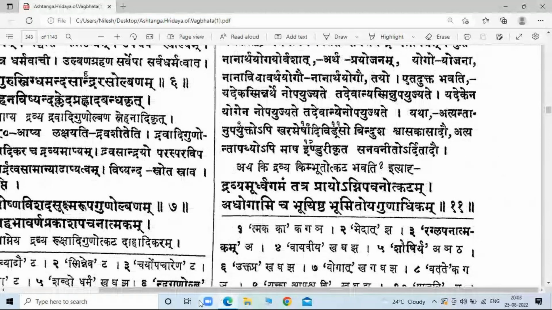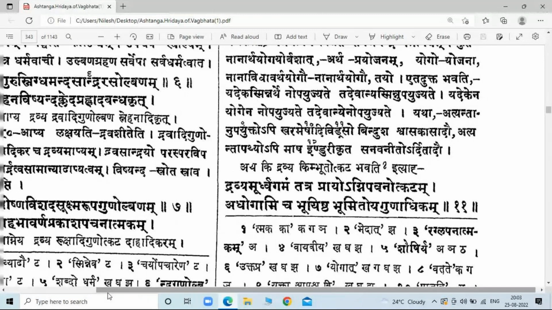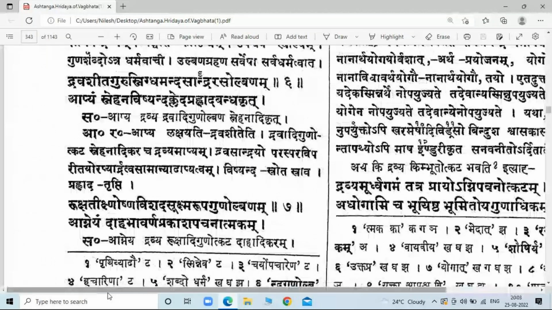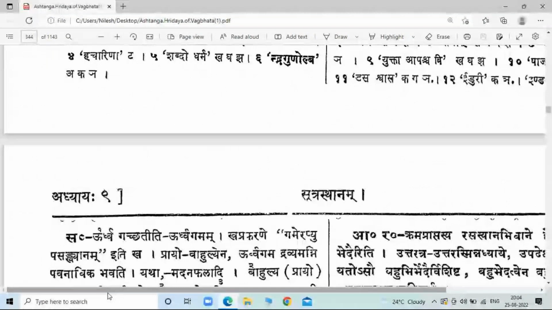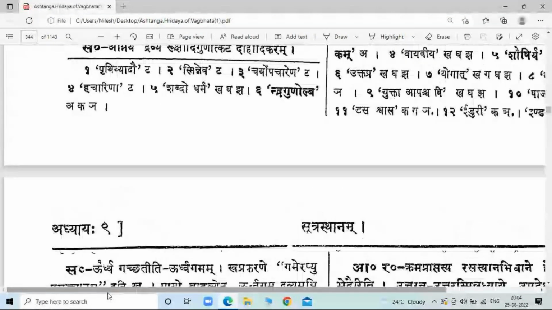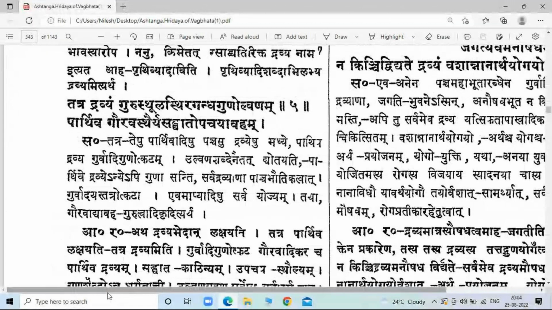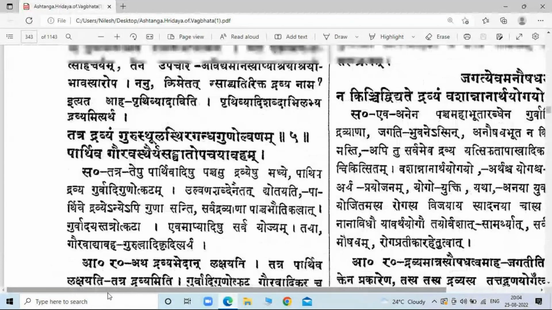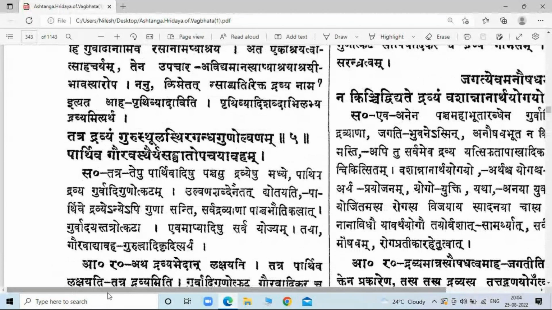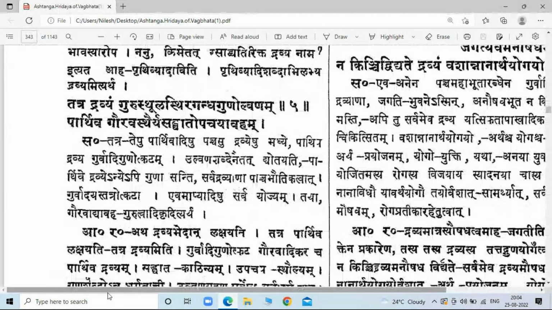Dravashida Gurusnigdha Mandasandra Rasolbanam Apyam Snehana Vishyanda Kleda Prahlada Bandhakrit. That is what an Apya Dravya is. Dravashida Gurusnigdha Mandasandra Rasolbanam Apyam Snehana Vishyanda Kleda Prahlada Bandhakrit.